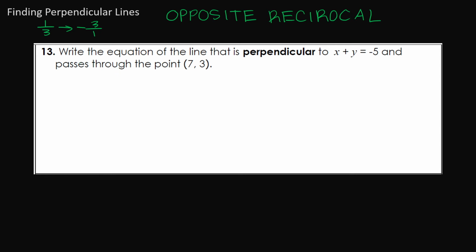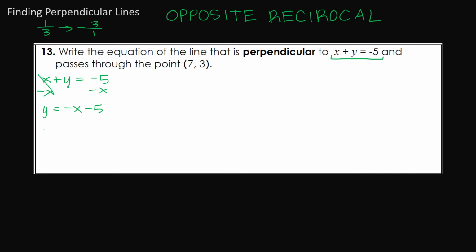So, looking back at this problem, we're going to write the equation of the line that is perpendicular to x plus y equals negative 5 and passes through the point 7, 3. So just like last time, I have an equation that is not quite set up for me to know the slope yet. So I'm going to take this equation in standard form and convert it to slope-intercept form by solving for y. So this one's a pretty easy one. I just need to move the 1x. I'm going to subtract 1x from both sides of the equation. And I get y is equal to negative 1x minus 5.